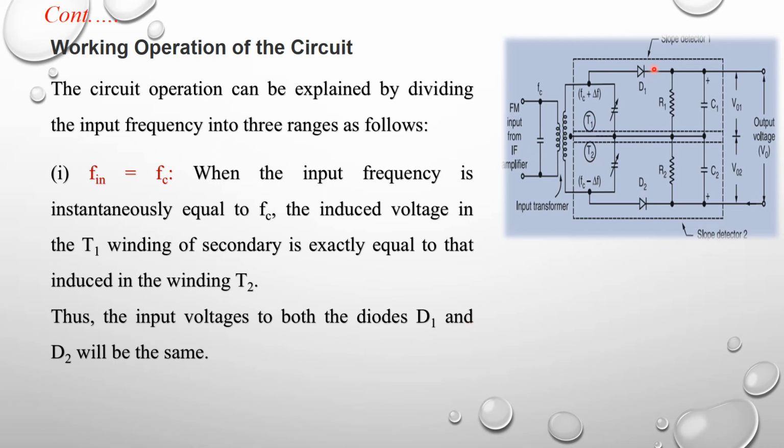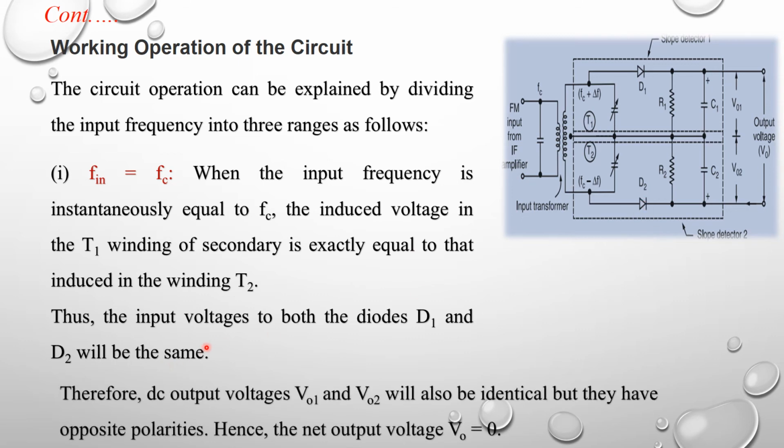So this is a diode D1 and this is a diode D2. Therefore the DC output voltages V01 and V02 will also be identical, but they have opposite polarity. Hence the net output voltage V output is equal to 0.